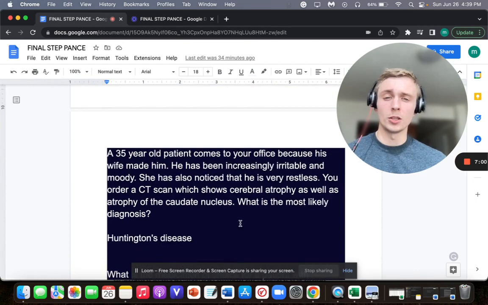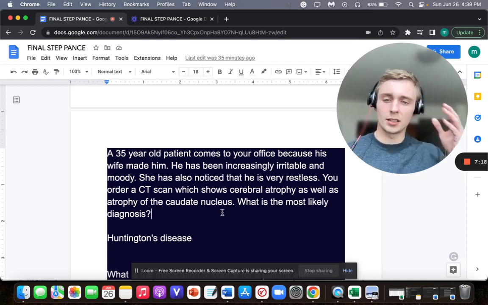So a 35-year-old patient comes to your office because his wife made him. He has increasingly been irritable and moody. She notices also that he is very restless. You order a CT, which shows cerebral atrophy, as well as atrophy of the caudate nucleus. What's the most likely diagnosis? So that's, again, Huntington's disease.